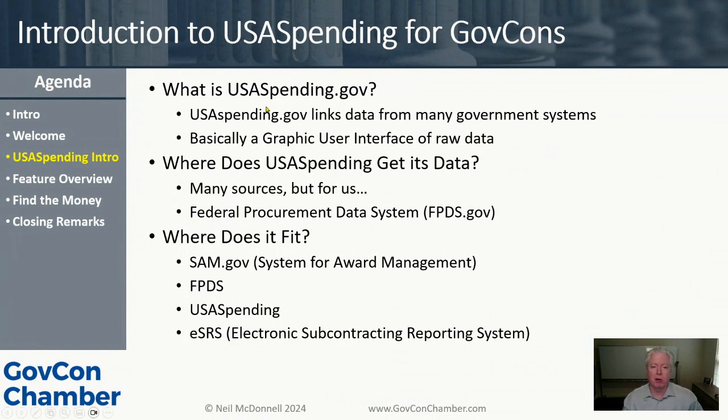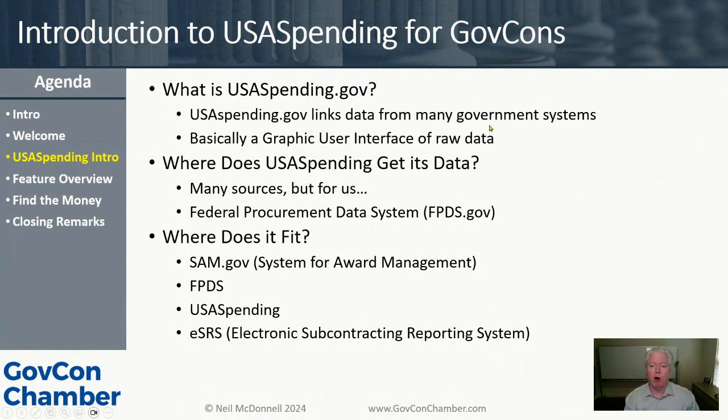So one of the things to keep in mind about USA Spending is that it is bringing multiple systems worth of data back into it. I think there's like 400 data points or fields of data being pulled into USA Spending and being able to be displayed. I describe it basically as a graphical user interface, or a GUI, of all this raw data. So an example is FPDS. It's a database. It's got all this data, and for those of us who love data, it's perfect, but it's not that friendly to look at. And so USA Spending gives us a much more friendly graphical user interface.